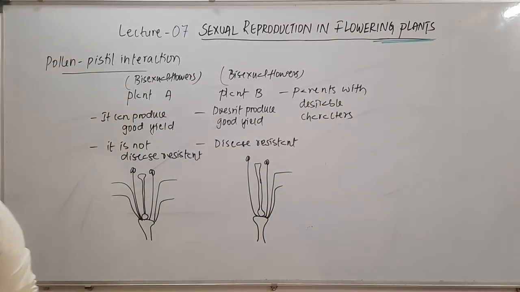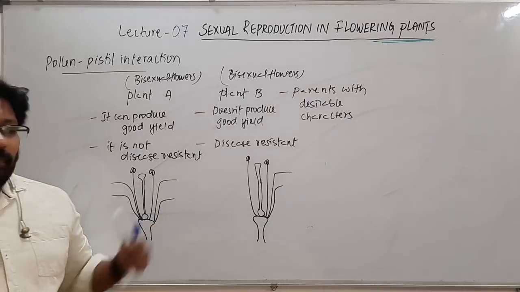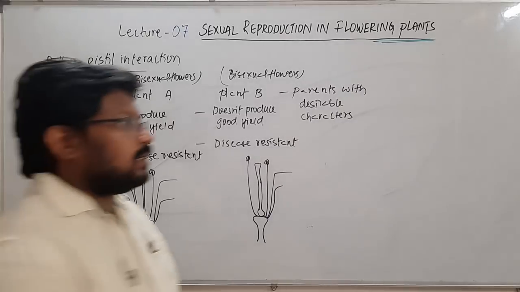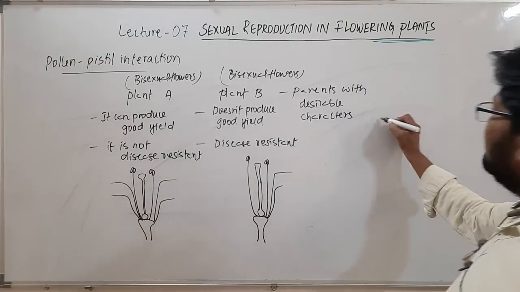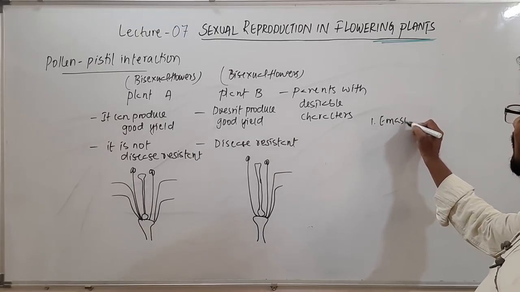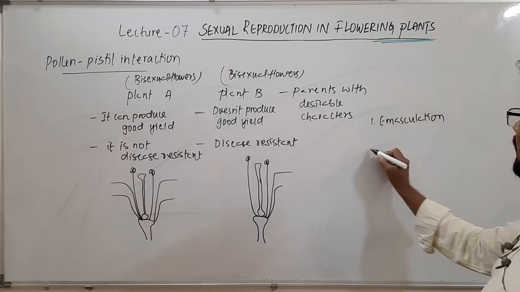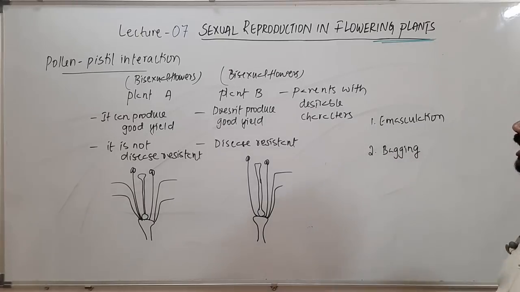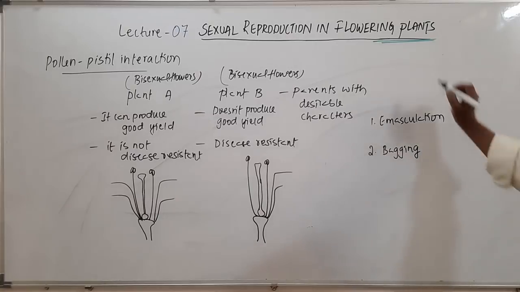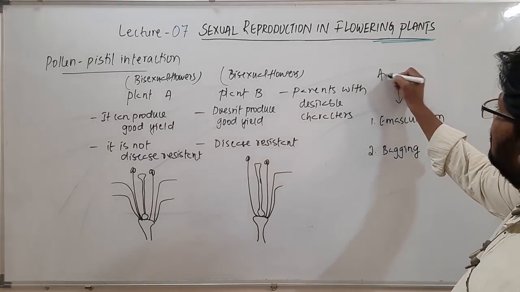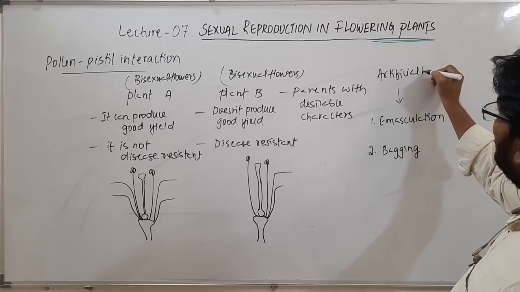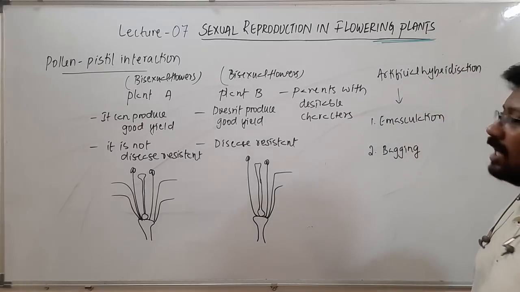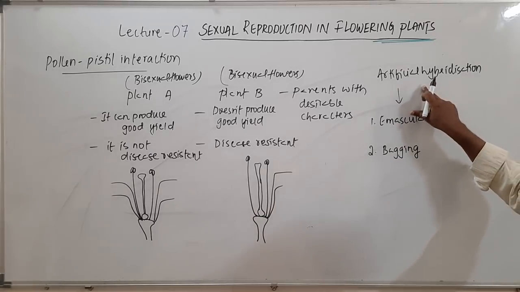Okay, so now the point is that if both plants are bisexual, I should use two methods. One is called emasculation, and another process is called bagging. These are the two steps which come under something called artificial hybridization. So to get the desirable hybrid, I need to perform artificial hybridization.